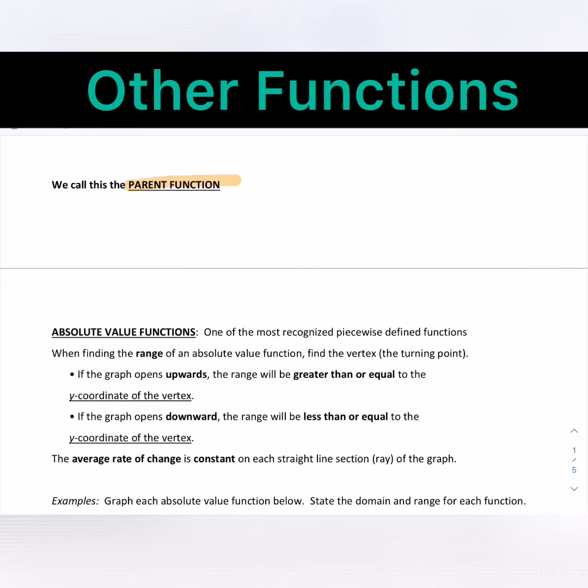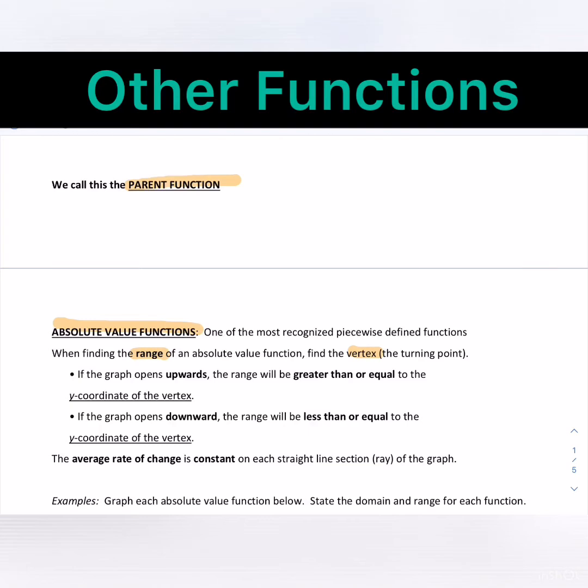So first off, let's read the definition of absolute value together. Absolute value functions: one of the most recognized piecewise functions. When finding the range of an absolute value function, you have to first find the vertex. That's very important. The range, just like in parabolas and quadratics, is related to the vertex.